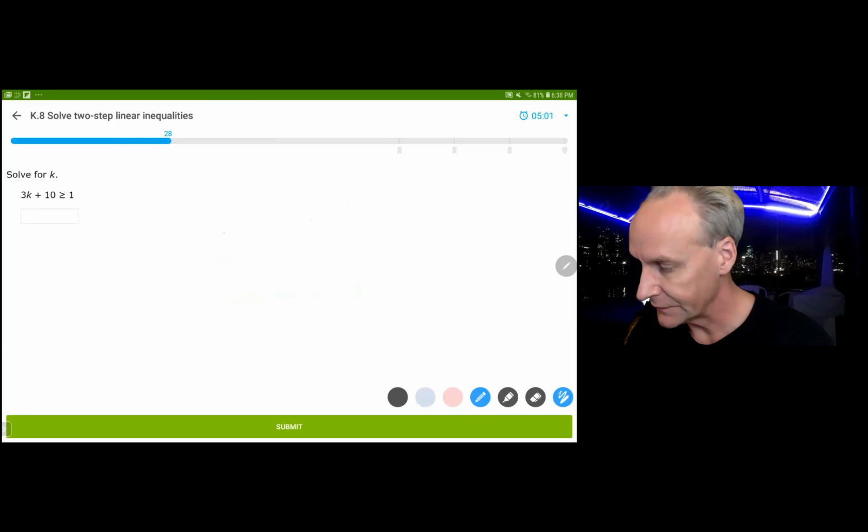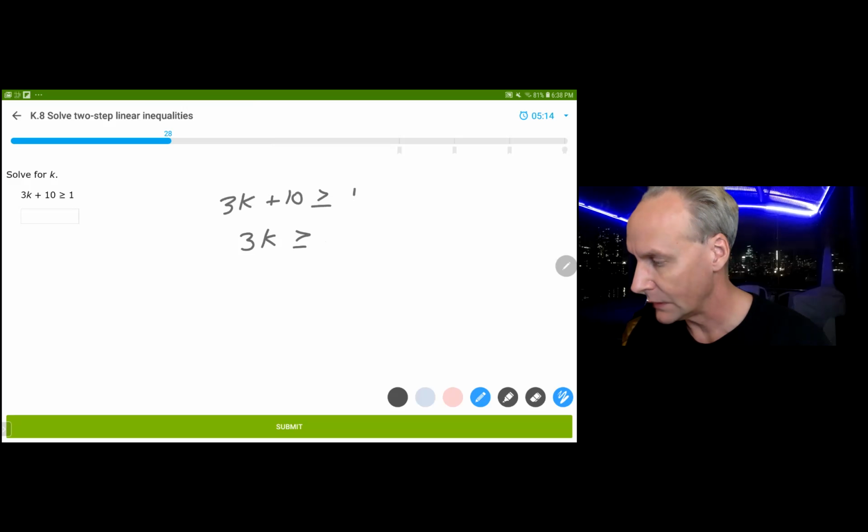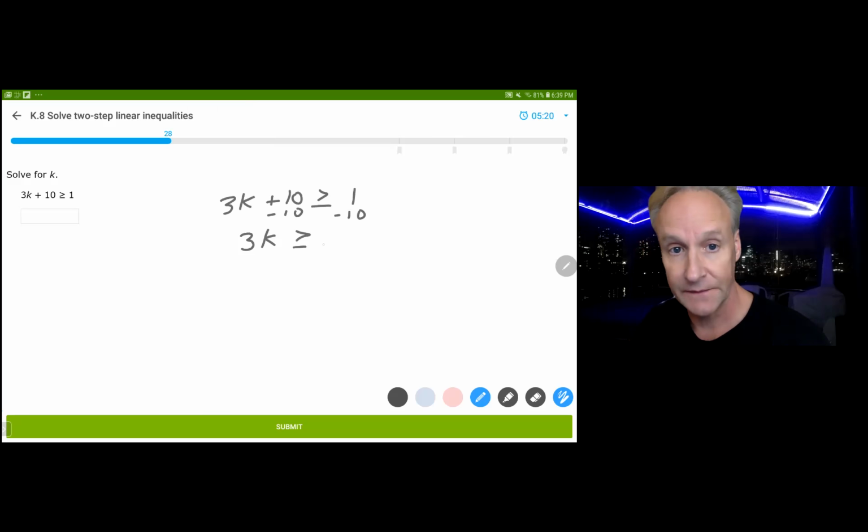In this one, we're going to subtract 10 from both sides, and we're going to get 3k is greater than or equal to, you know what? I want to show you something. 3k plus 10 is greater than or equal to 1. And when I subtract 10, a lot of students look at this and they're very concerned, because notice that I had a positive 1 and I end up with a negative 9, and they think, well, I changed the sign. The thing is, you didn't.